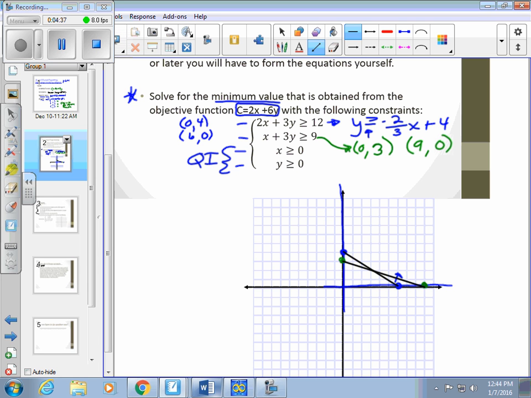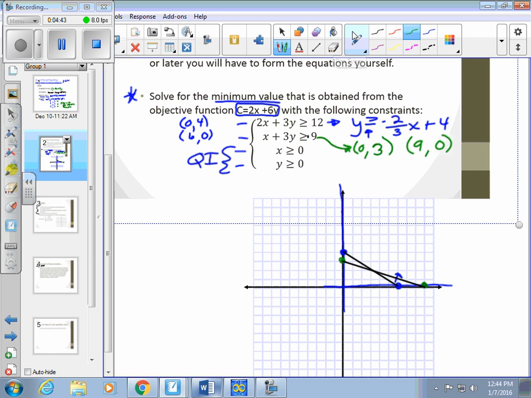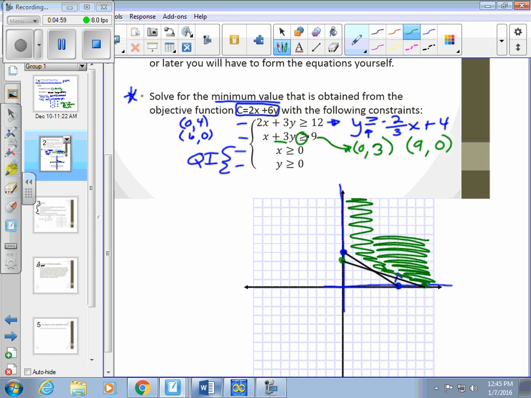For this particular one, I still want to be above because it is a greater than symbol. I still want to be above that line, and that y value was not negative. So I'm above this line and above this line. All of my feasible region, denoted as the capital letter R, is in the shaded region here.